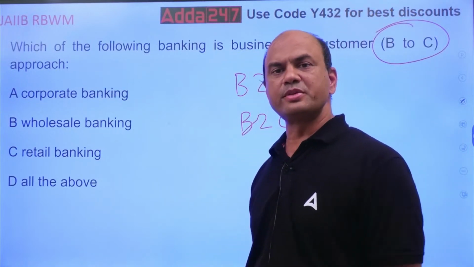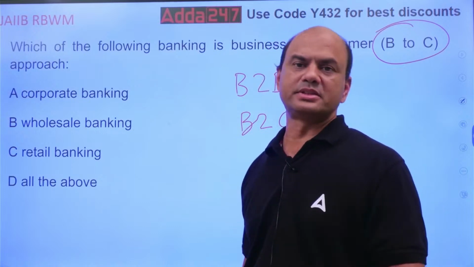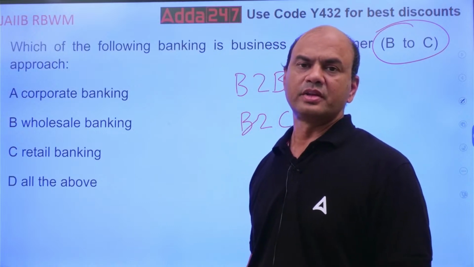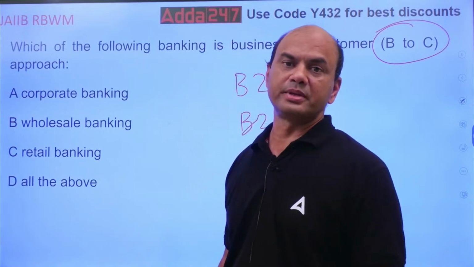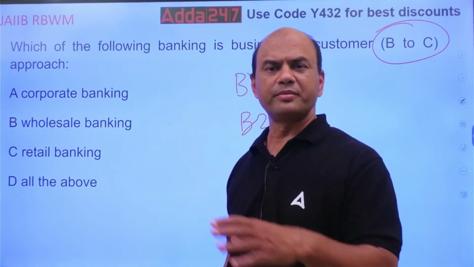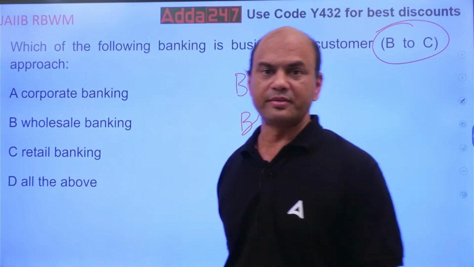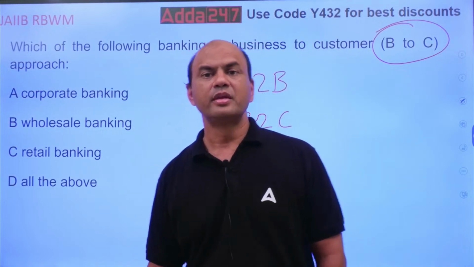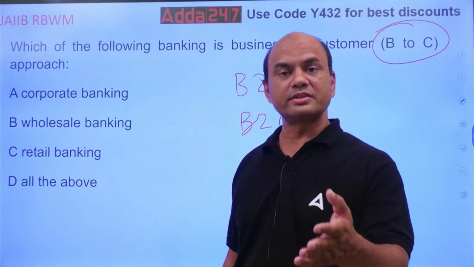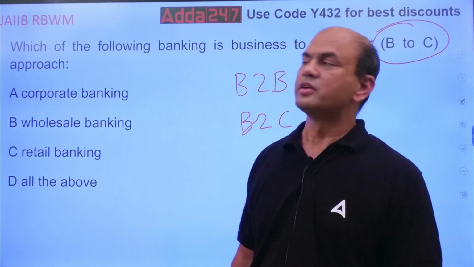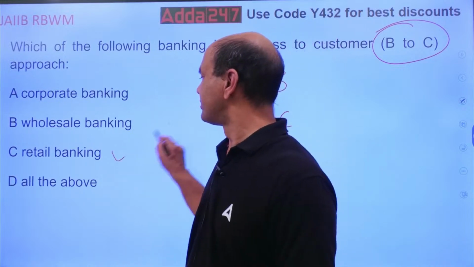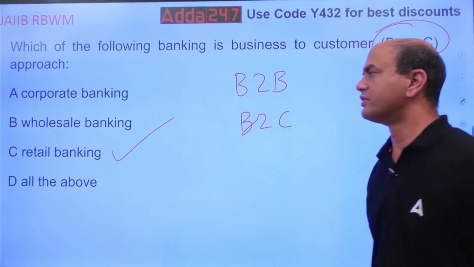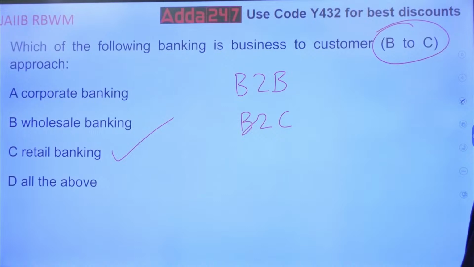Business to business means you are dealing directly with the companies. I'll give you a simple example. Big steel companies do B2B, company to company. B2C means a retailer deals with the customer. So we are in retail banking. So retail will be B2C. Okay? So which banking is of the B2C approach? Retail banking.